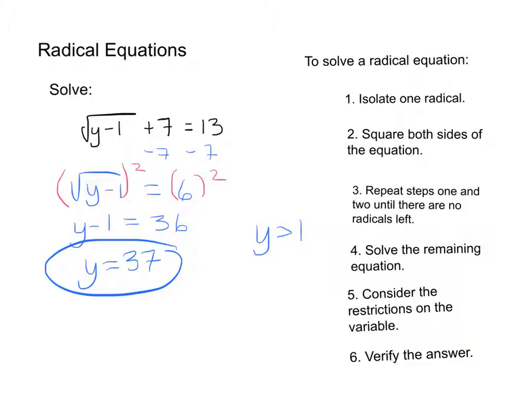Because even more so than just with regular equations, sometimes you get answers here that seem to work. You've done everything right, but they don't actually work once you verify.